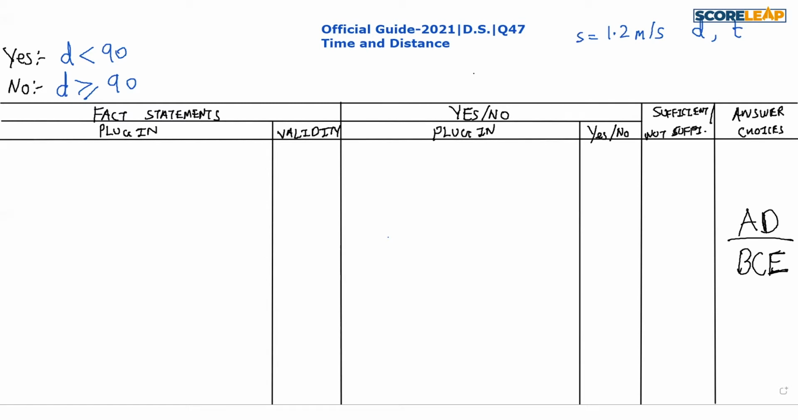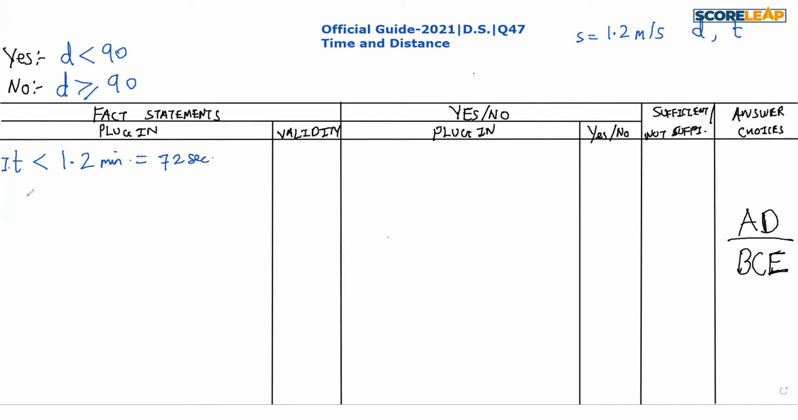Statement 1 says that it takes the conveyor belt less than 1.2 minutes to move the bottle from the loading deck to the unloading deck. So the time taken is less than 1.2 minutes. It is not equal to, it is less than 1.2 minutes. So let us check. 1.2 minutes is approximately how many seconds? 72 seconds. So the time taken by the conveyor is less than 72 seconds.